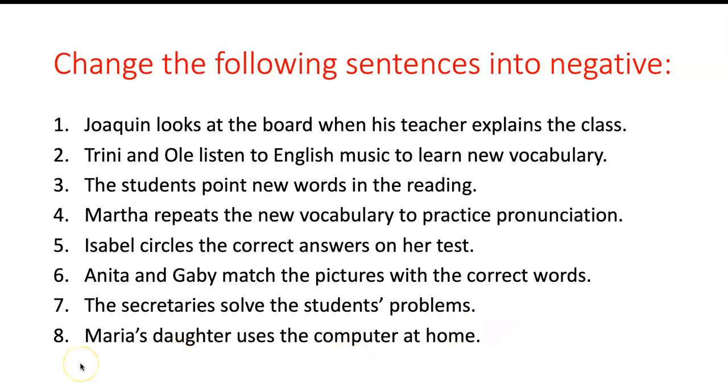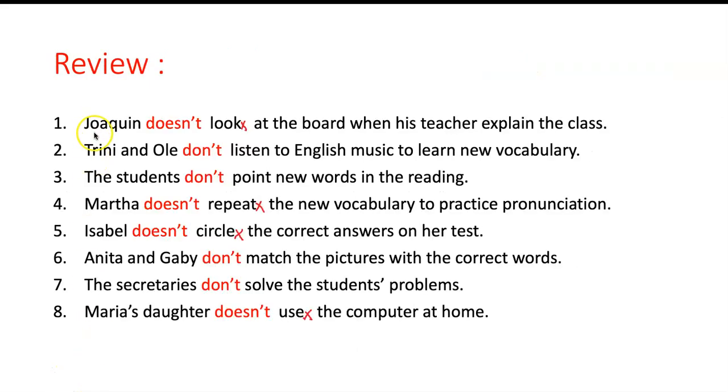Okay, so now here we are going to review your answers. Number 1, Joaquin doesn't look. You don't need letter S anymore because you have the auxiliary. Joaquin doesn't look at the board when his teacher explains the class. You have to add letter S here. Trini and Ole don't. You have to use don't because it's 2 people, Trini and Ole. They listen to English music to learn new vocabulary.